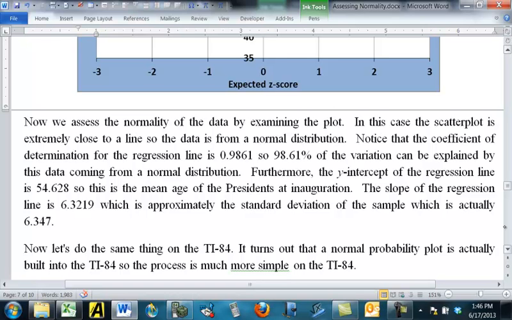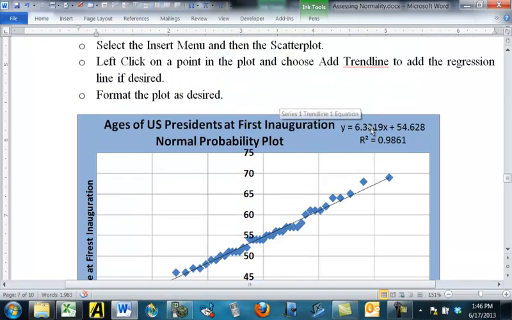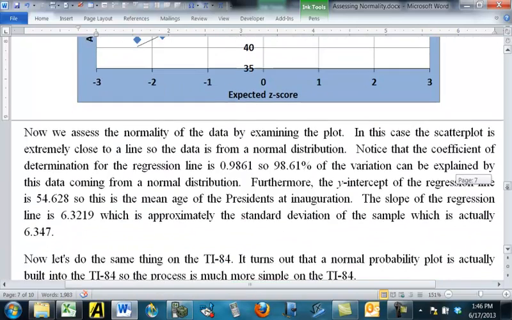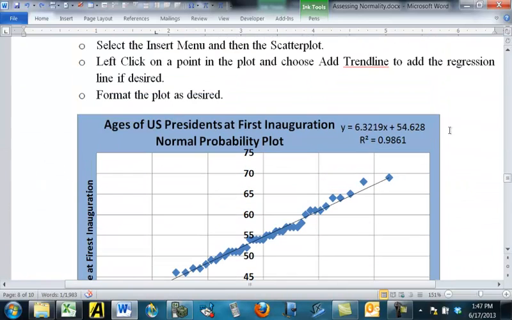And if I do the standard deviation of that data set, remember it was about 6.3. The slope of this regression line is about 6.32, and the actual standard deviation was about 6.35. So pretty close. This was the actual standard deviation. This is the slope of the regression line. Whereas this is the mean, and that's also the y-intercept on the regression line exactly.